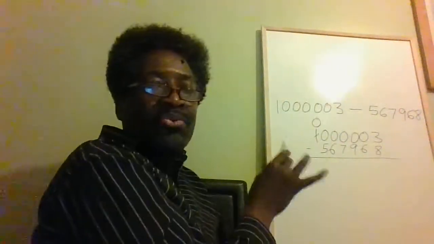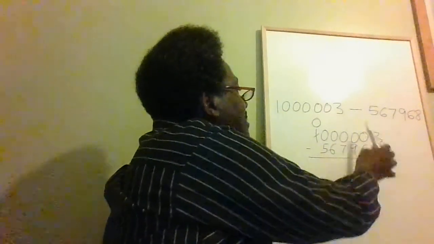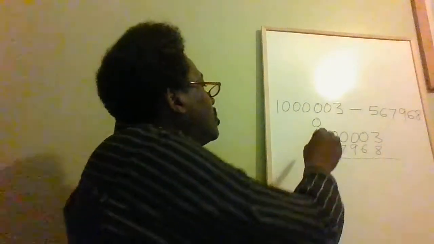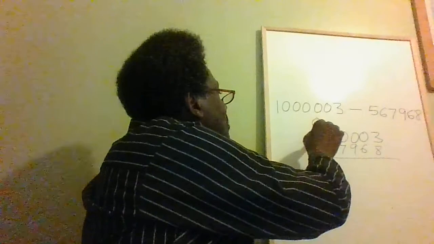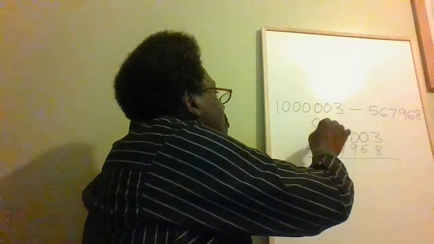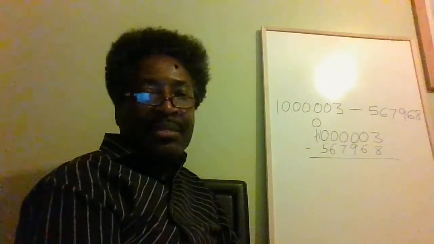That 1 you borrowed, as I just said, you don't just put it straight away in front of that 3 to make 13. No, you can't jump all those zeros. That 1 you borrowed, you put it in front of this 0 here. This 0 next to the one that was here before, put the 1 to make 10.